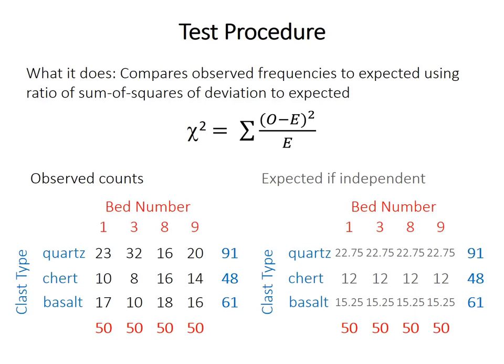So for example, because there are 91 quartz clasts in all 4 samples, the total of quartz is 91. The expected counts, if abundances were independent of sample number, so the same in all the samples, would be 22.75. Those numbers are fed into the formula: for each cell, for each row and column combination, you do observed minus expected, squared, divided by expected. And they are all then added up to give you the chi-squared test statistic.